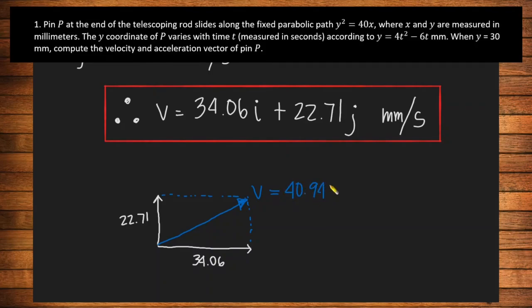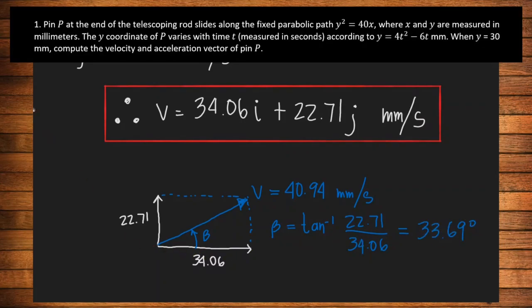So that will be equal to 40.94 millimeters per second. Again, yung gagawin nyo lang dyan, bale square root of 34.06 squared plus 22.71 squared. Okay, so that should give you 40.94 millimeters per second. And then, for the direction, let's take this angle. So that will be with respect to the x-axis. So let's say that is angle beta. So this will be equal to the arc tangent of 22.71 over 34.06. So our angle beta will be equal to 33.69 degrees.